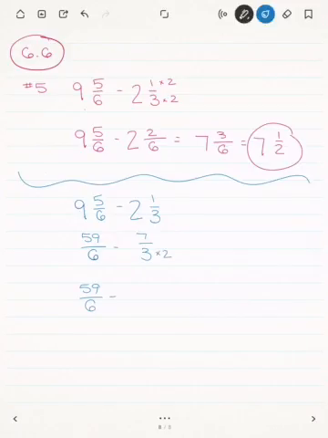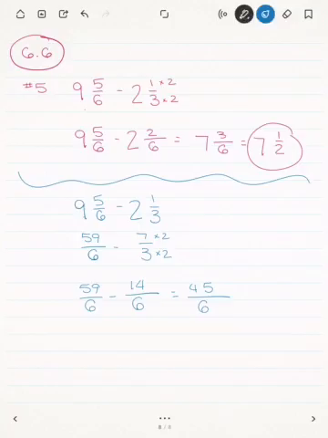I'm going to do the same thing. I'm going to find 6, so I have to multiply both of these by 2. 7 times 2 is 14. 3 times 2 is 6. And then I have 59 minus 14. Let's see, 9 minus 4 is 5. 5 minus 1 is 4. And this all goes over 6.